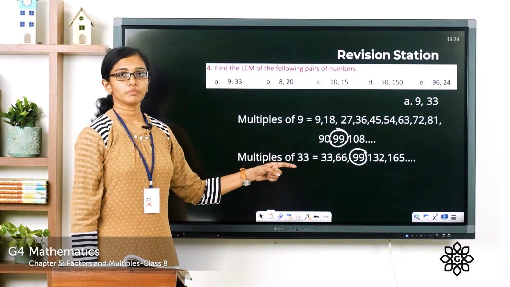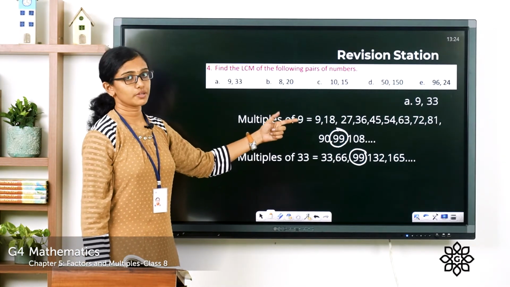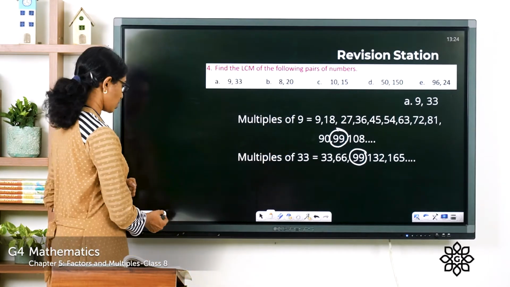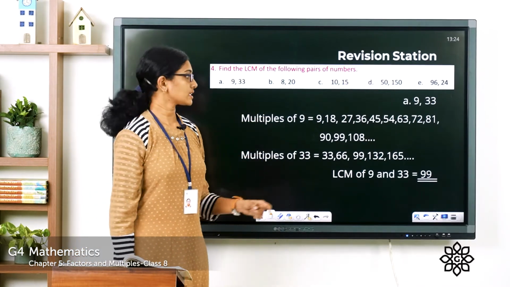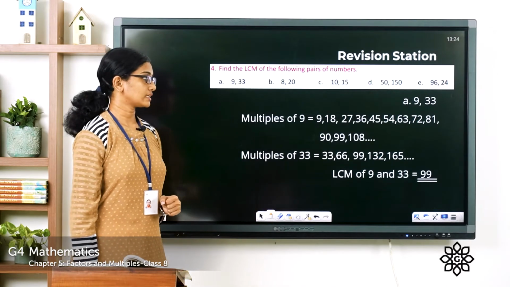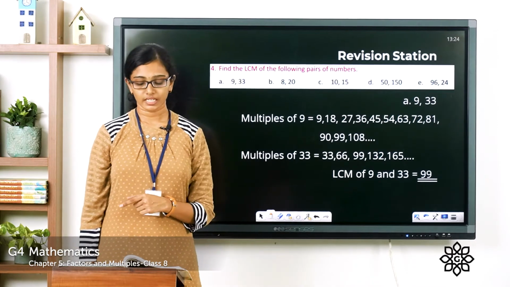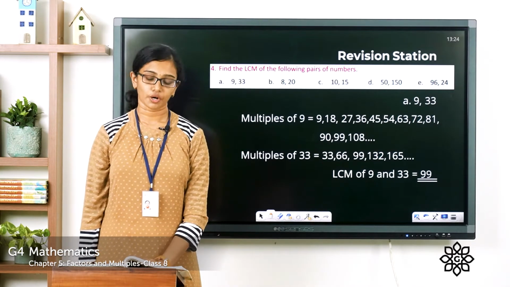Is there any other common multiple? There may be higher numbers or higher multiples which will be common to 9 and 33, but the lowest or the least common multiple of 9 and 33 is 99. So we write that LCM of 9 and 33 is equal to 99. Similarly, please complete the rest of the questions from question number 4 in your notebook.